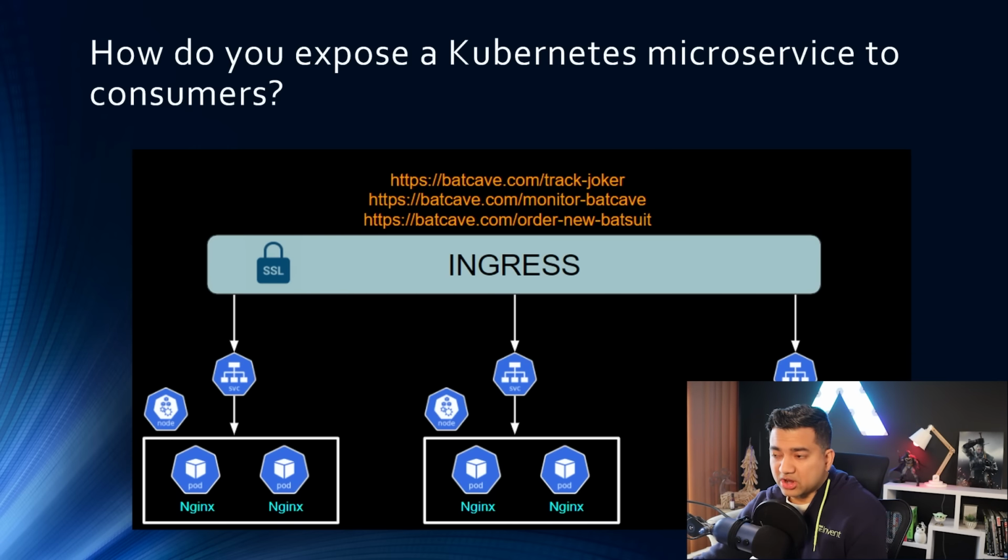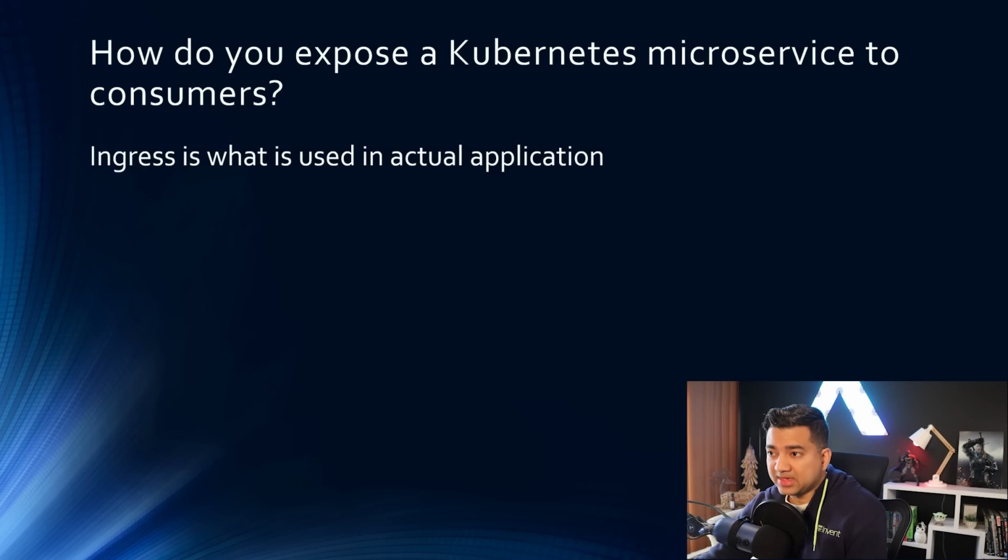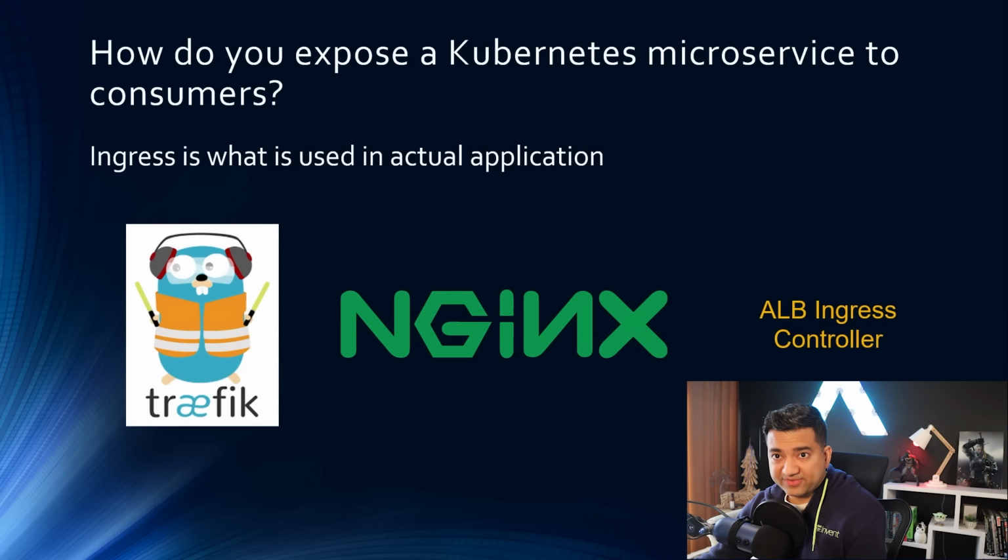And there are different options for this ingress part. You can use Traefik. This is a third-party software that creates ingress for your Kubernetes. You can use the Nginx ingress controller. If you are using EKS as your Kubernetes cluster, you can use the ALB ingress controller as well. This one is gaining a lot of popularity.